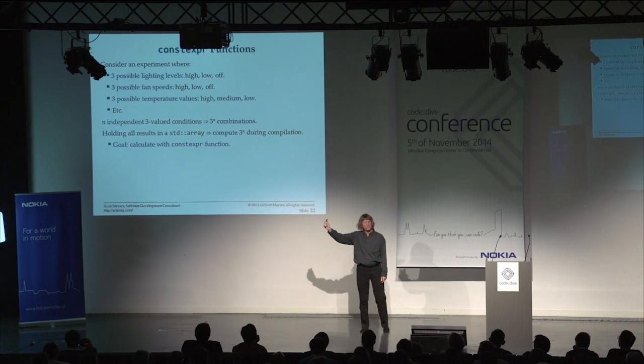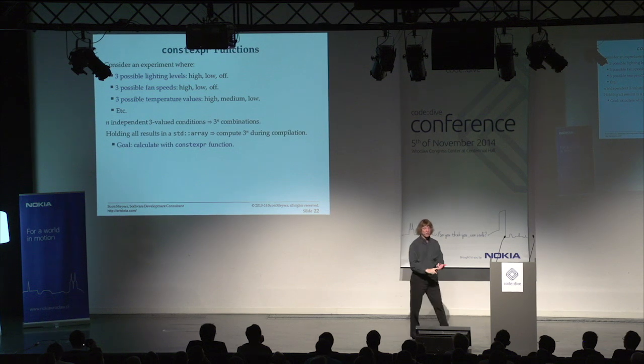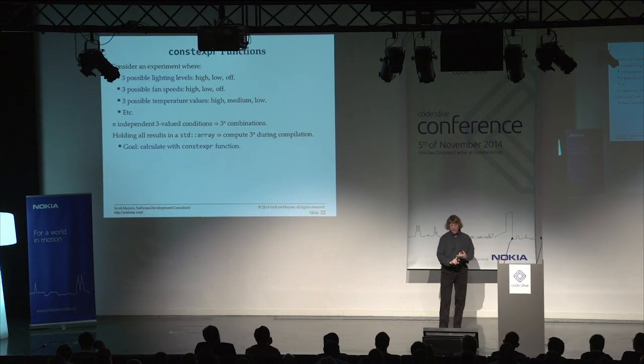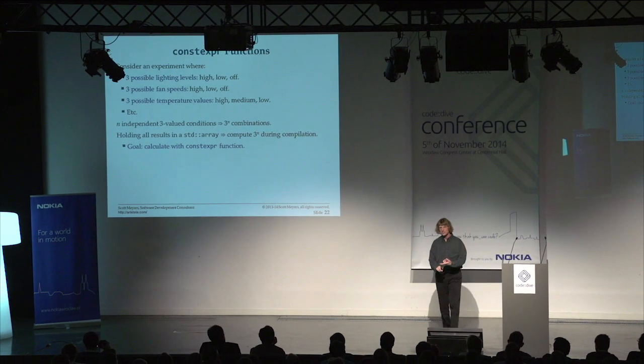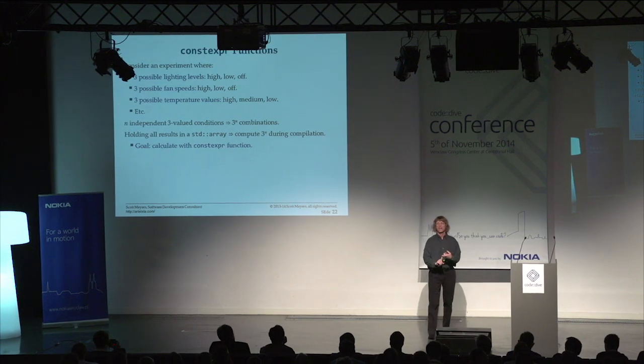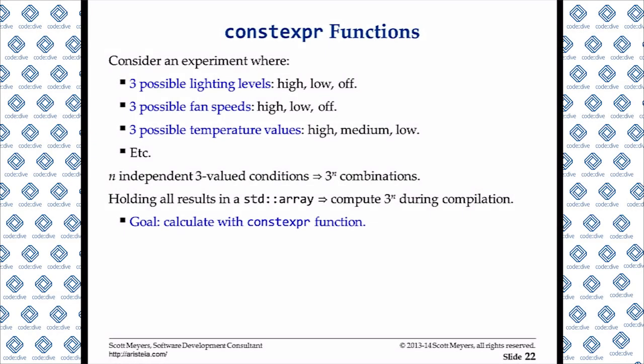Let us suppose we have the following situation. I'm running an experiment for some kind of scientific research. And in my experiment, which probably consists of growing vegetables and torturing them or something like that, I've got 3 possible lighting levels. The lighting level can be high, low, or off. There are 3 possible fan speeds, high, low, and off. There are 3 possible temperature variations, high, medium, and low. In general, let's assume I have n independent 3-valued conditions, which means there's 3 to the n combinations.